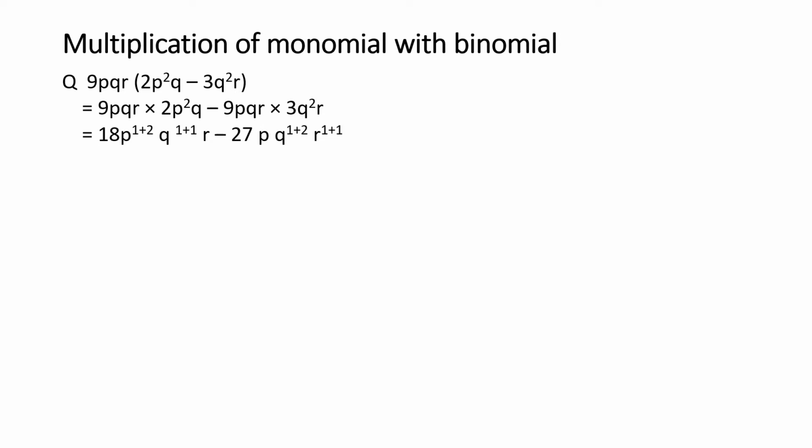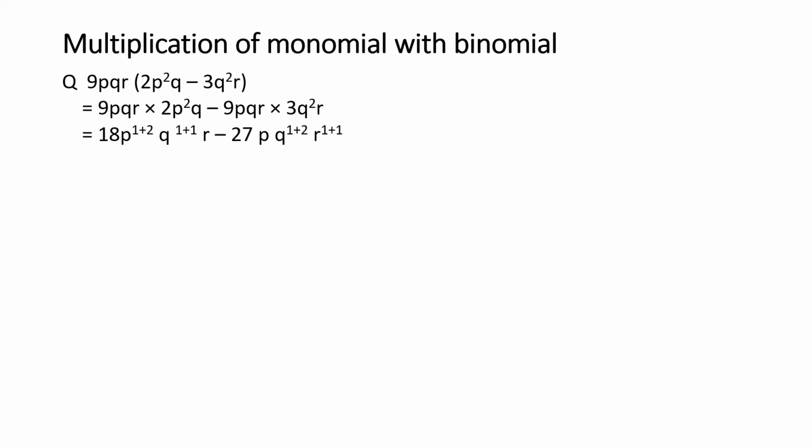The question I am taking here: 9pqr, that is a monomial term, will multiply with 2p square q minus 3q square r. This is a binomial. The method is: the monomial, 9pqr, has to be multiplied with both terms of the binomial separately, as I did here: 9pqr into 2p square q minus 9pqr into 3q square r. Now this is the case of multiplication of monomial with monomial. The numbers have to be multiplied separately.